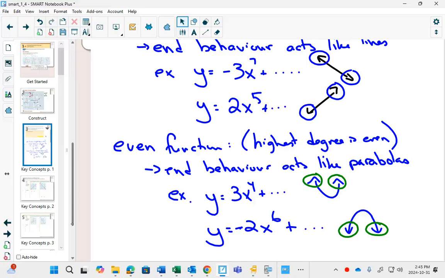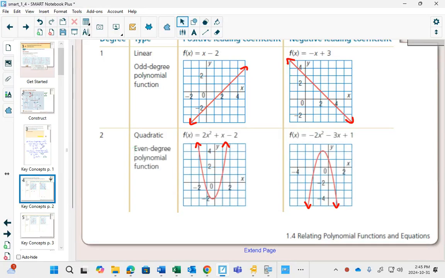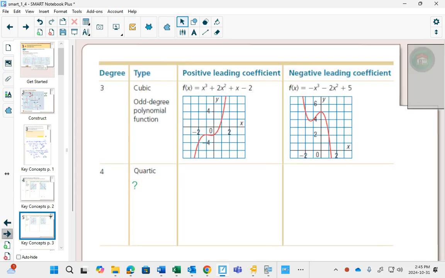All right, so we had the parabola. Parabolas act like parabolas, but then once we get to the new ones that we're going to have to graph, if you have an x cubed graph, highest degree is the power of 3, then you think it's going to act like a line.